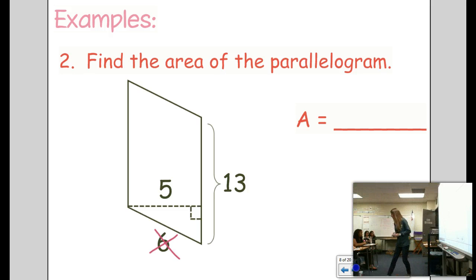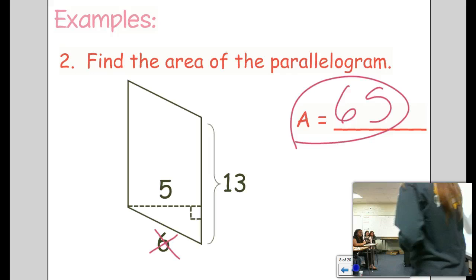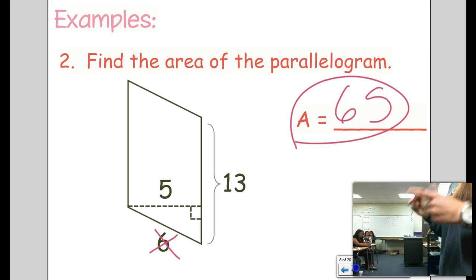Catherine, you ready? Base times height. 13 times 5. They're all updated? Instacratic might work now? Yeah, okay, good. 65, very good. What are our units? Oh, there's no units, so we don't have to put units. Can we move on?